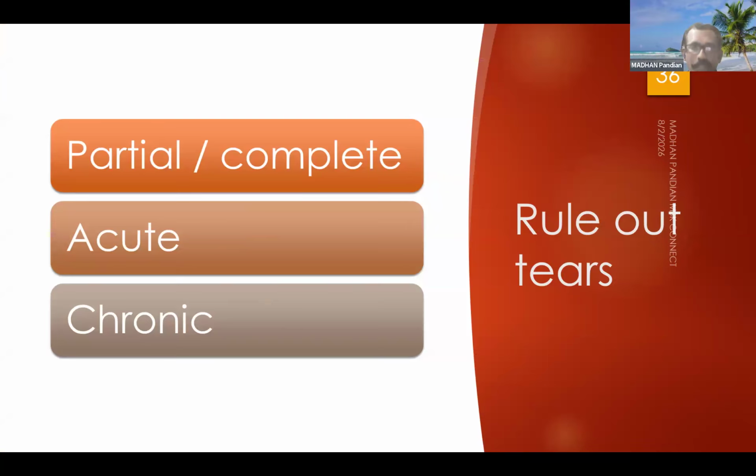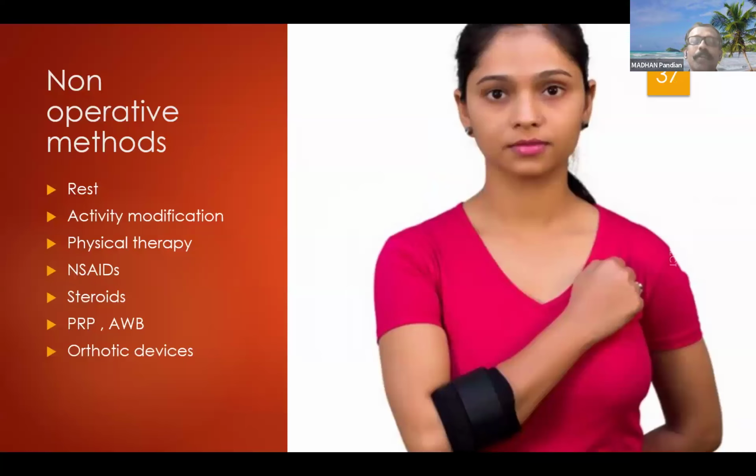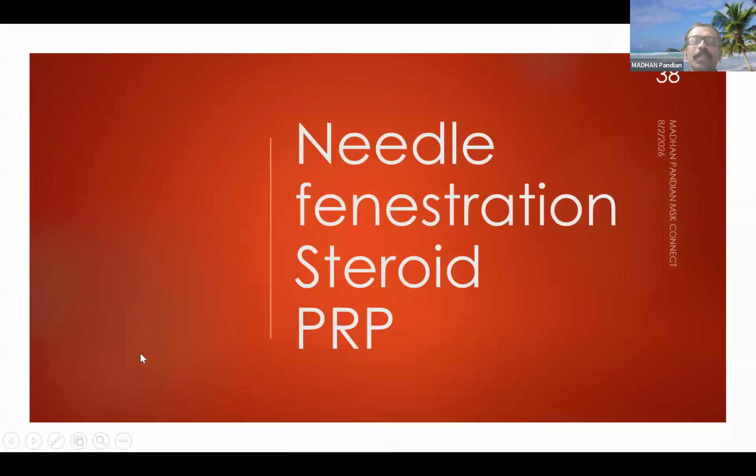If it is a complete tear, it's going to be surgical. If it is an acute tear, again, you can treat with either a steroid or a PRP. All the non-operative methods must be tried prior to an intervention. Give adequate rest, activity modification, physical therapy, NSAIDs, steroids, and lastly, PRP or autologous whole blood can be given. Orthotic devices, with or without intervention, play a significant role.